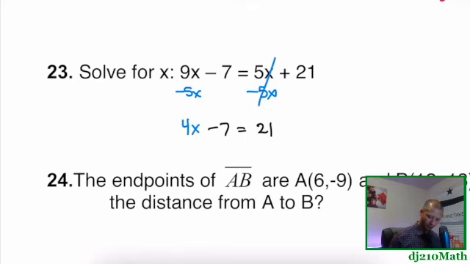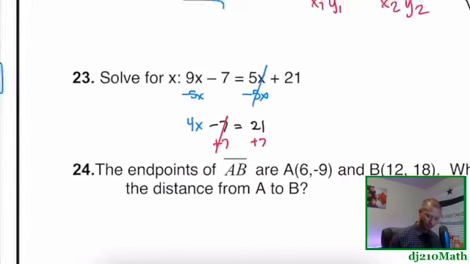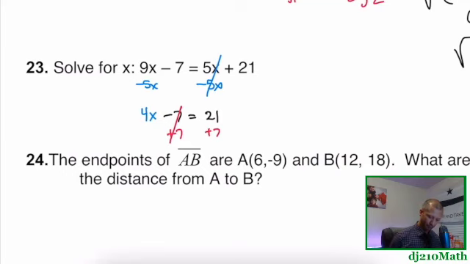Now I'm going to add 7 because we want to put all the x's to one side, all the non-x's to the other side. So that cancels. So we're going to get 4x is equal to 21 plus 7, which in this case is 28.